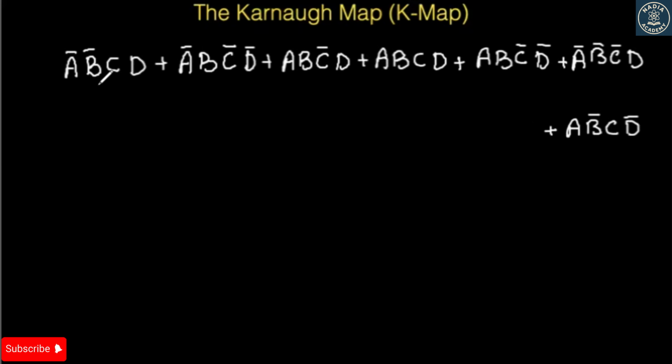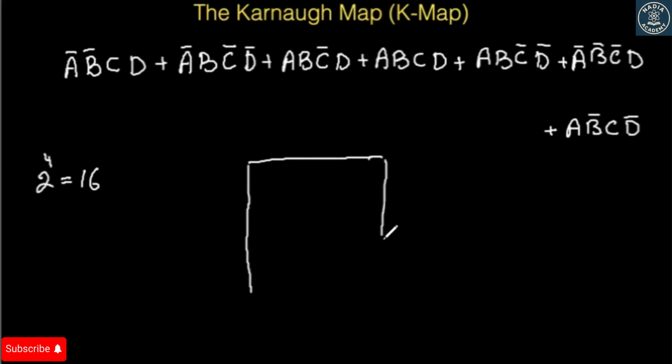So now what is the domain? A, B, C, D. So we have 4 variables. So 2 power 4 gives the dimensions of our K map. 2 power 4 is 16. So this means that this time the table will have 16 cells.